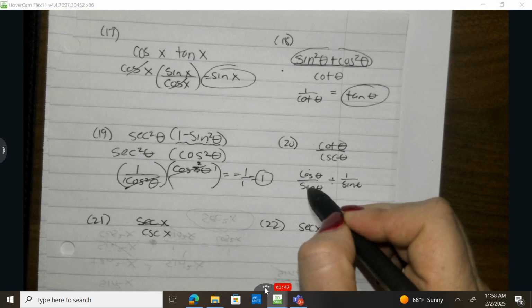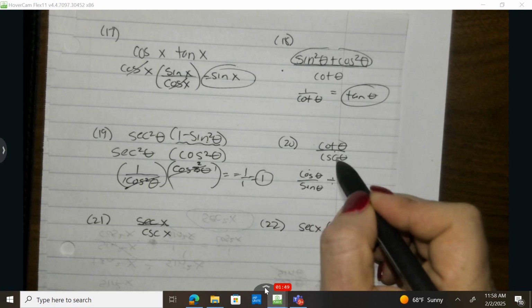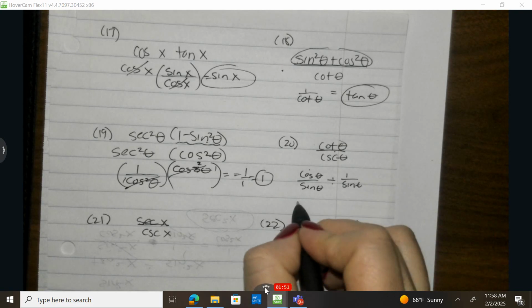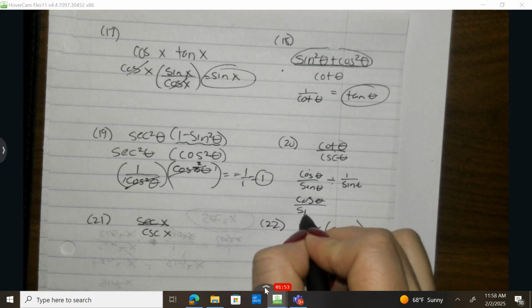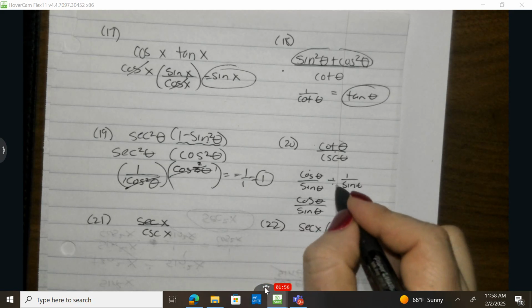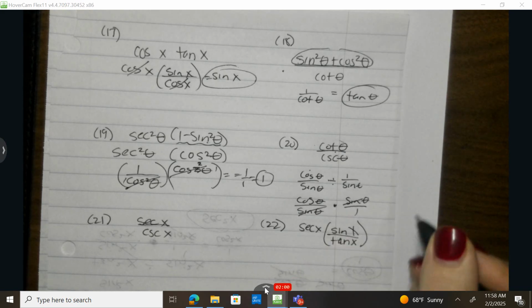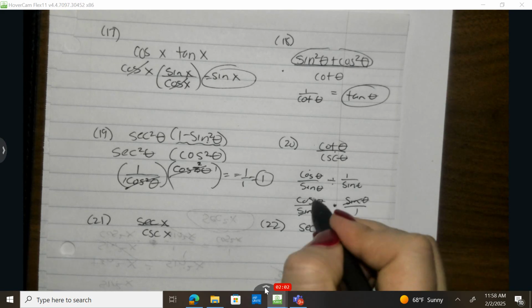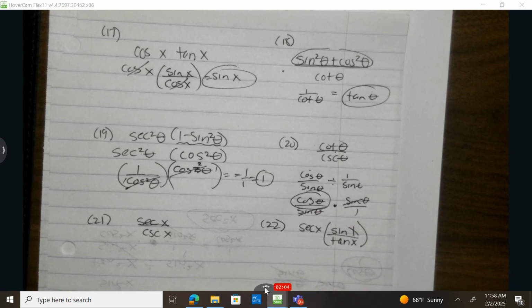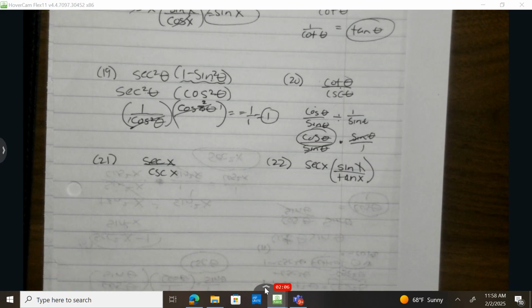Cotangent is cosine over sine, and now I want to divide it by the secant, which is 1 over the sine. When I divide fractions, I keep the first fraction in place. I turn division to multiplying, and I take the reciprocal of the second fraction. We can see that the sines are going to simplify down to 1, and I'm going to be left with just the cosine. Let's look at number 21.